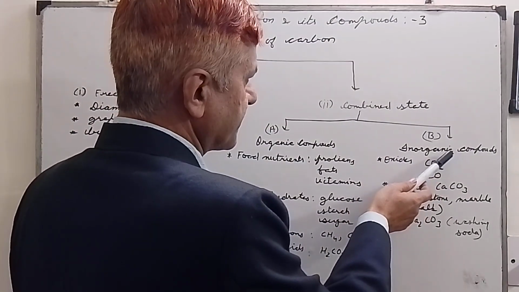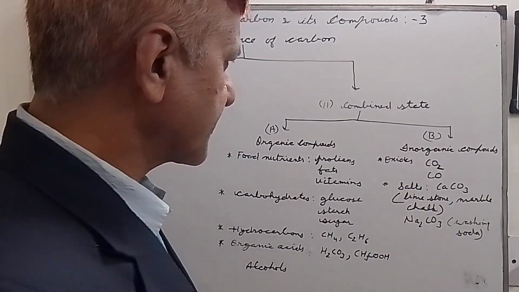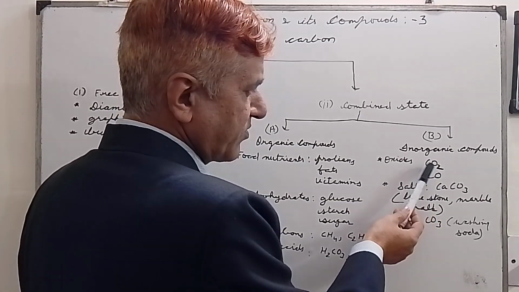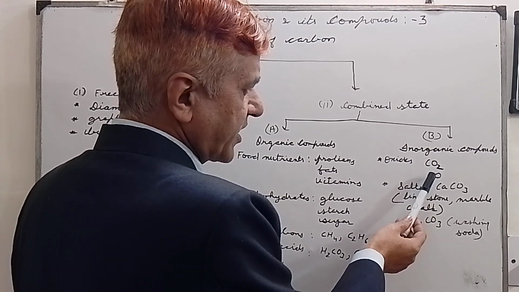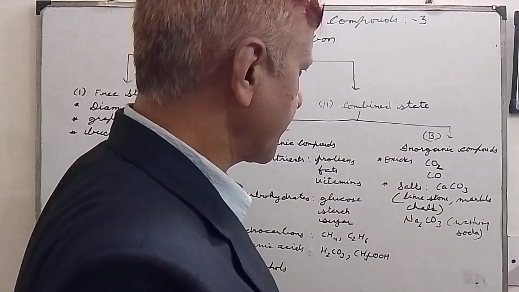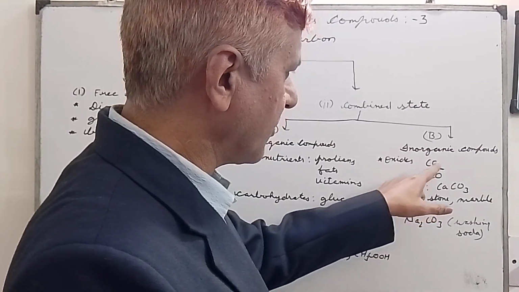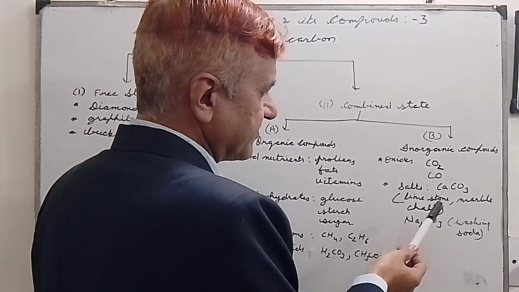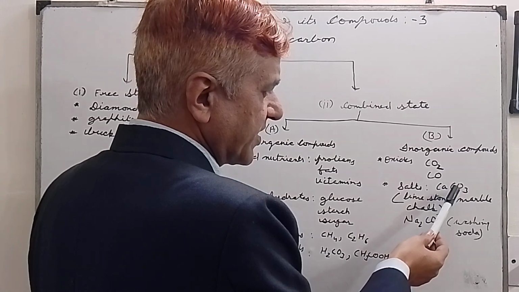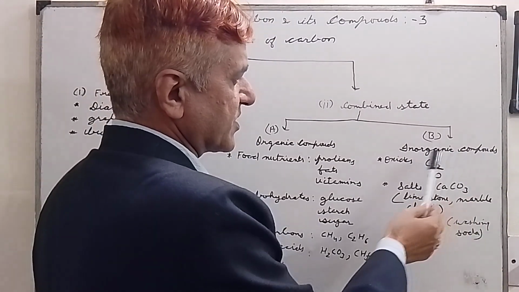And then the second type of combined state is inorganic compounds. For example, oxides of carbon, that is carbon dioxide and carbon monoxide. The formula of carbon dioxide is CO2 and the formula of carbon monoxide is CO. So this is the combined state of carbon with oxygen. Then salts, for example calcium carbonate. Here carbon is combined with calcium and oxygen, and these are inorganic compounds, my dear students.